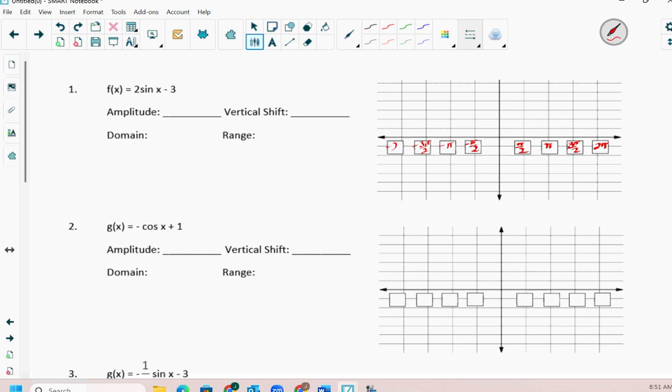So, which order should we do them in? It's a good question. Amplitude and then shift. It's just like order of operations. We would multiply before we would add or subtract. Okay?